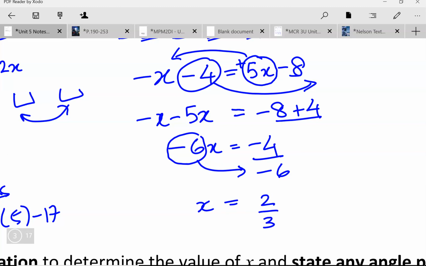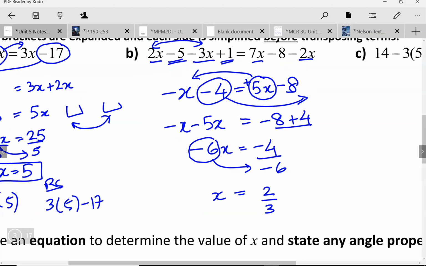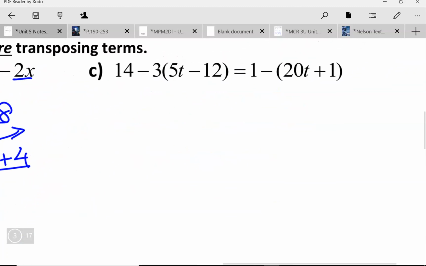Again, you could have moved the x over here, and you could have made everything positive and nicer. But again, it's up to you, whichever way you want to do it. Hopefully we'll see that we get the same answer. Okay, let's take a look at this.